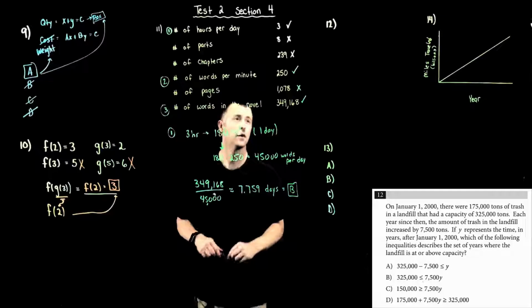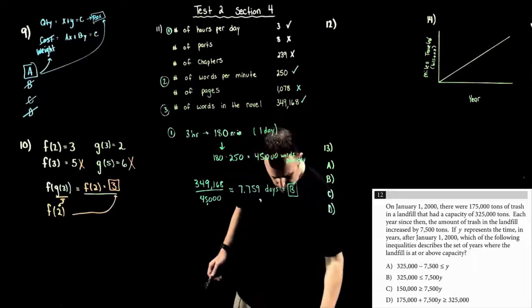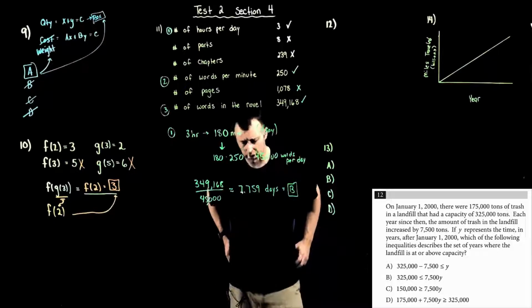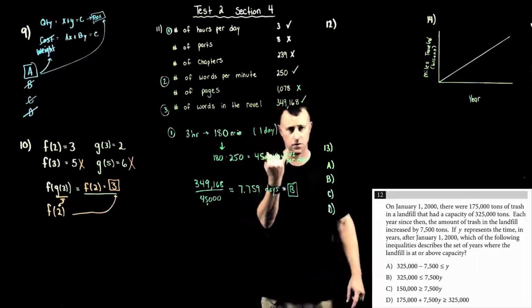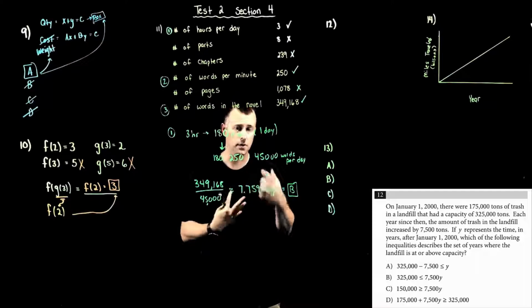All right, next up, number 12. This one is having us just write out another inequality. So just like I always do, initial values are your y-intercepts, things like that. Each or per represents slope or rates.